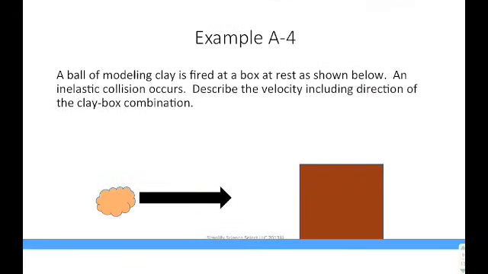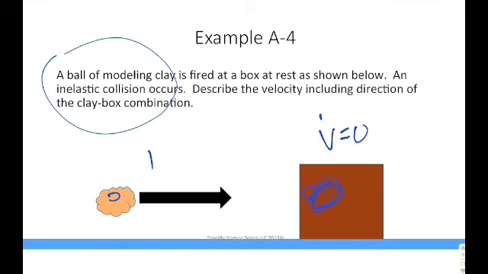In example A4, it says a ball of modeling clay is fired at a box at rest, as shown below. It says an inelastic collision occurs, which means the clay is going to stick to this box. It says to describe the velocity, including the direction, of the clay-block combination. If you take a look here, this thing is initially at rest, so it has a velocity of 0. This is going to have some sort of positive velocity. What you're going to see is when this thing impacts it, this right here has a momentum of 0 to begin with.